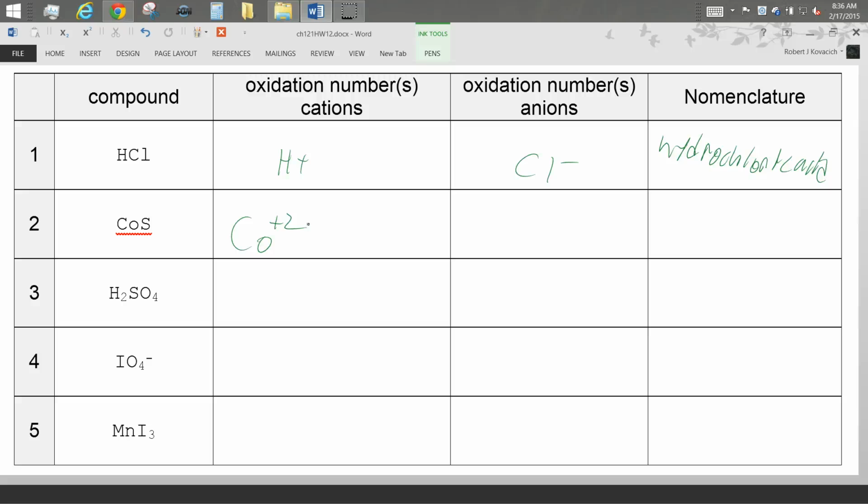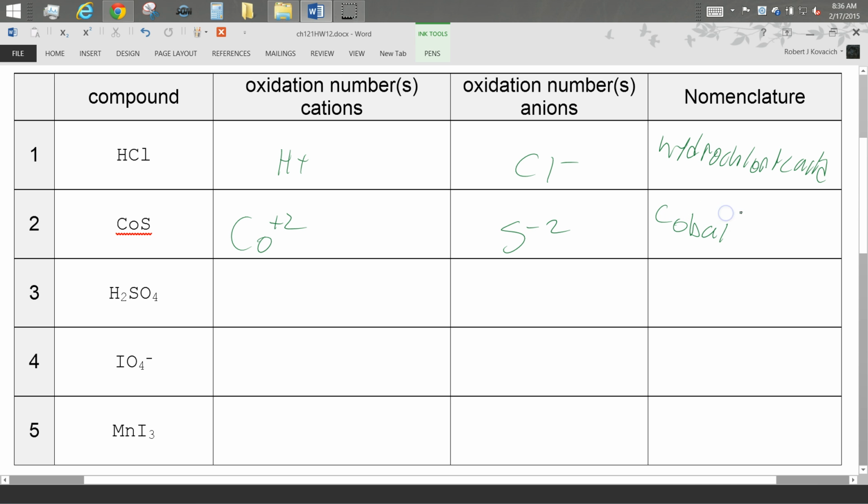And we're going to give this a +2 charge because the sulfur is in the oxygen column, and so its oxidation state's going to be what? -2. And then the name of this? Close. Nope. Oh, well, sulfide, yes. Not ite.